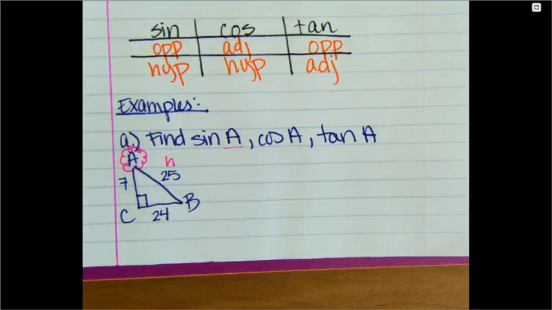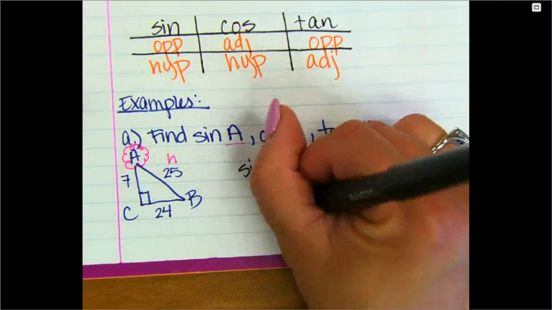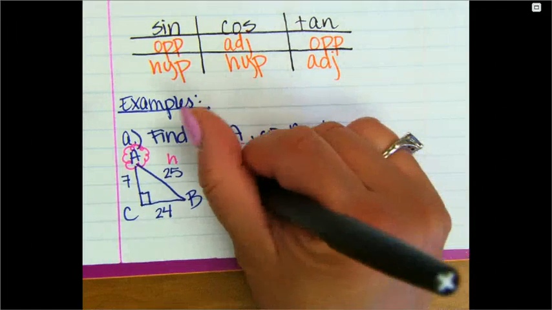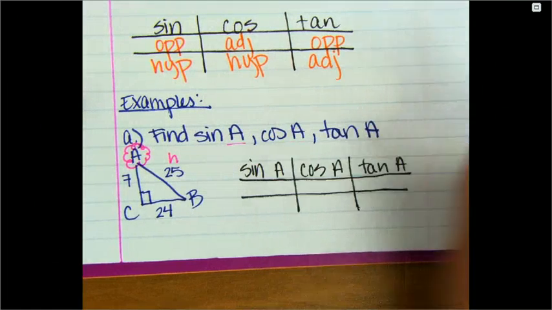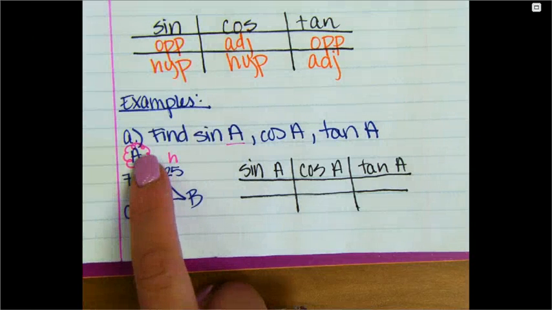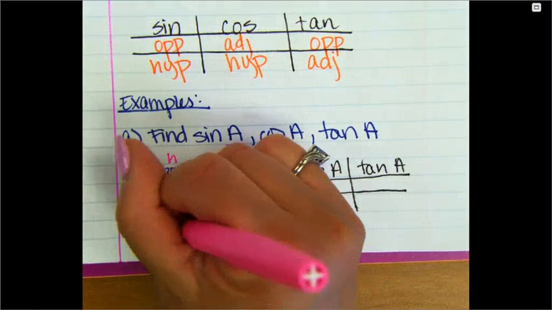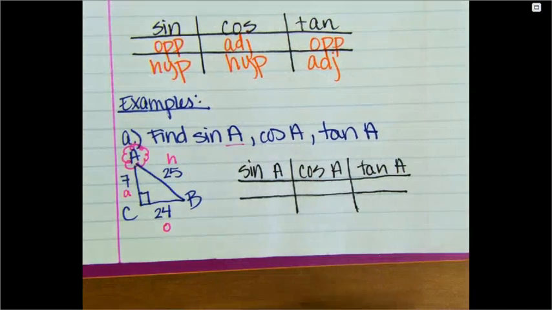Go ahead and label opposite and adjacent for me. Which one's opposite? 24. Put your finger on A. Go opposite. I told you. It's 24. Next to it is what? 7. Got it? Did you see how I found the opposite? I literally put my finger and I go across.